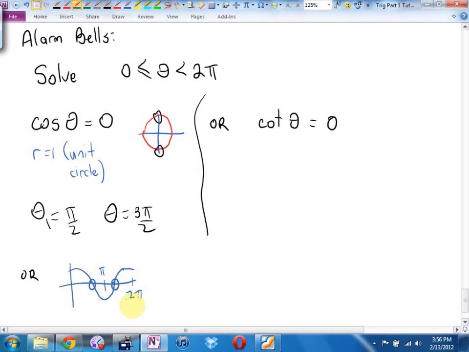What about a reciprocal? Okay. Where will cotangent be zero? When tangent is what? Undefined. Now, the other way to think about it is this. Cotangent is x over y. What would make this fraction work out to 0? When x is 0. Strangely enough, it's going to be the same two answers as this one, isn't it? X is 0 right there and right there. So we would say theta 1 is pi by 2. Theta 2 is 3 pi by 2. And that's also where tangent is undefined.